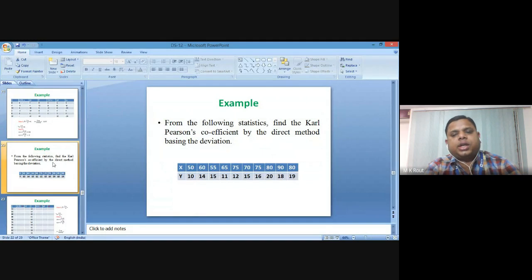Here is the problem. From the following statistics, find the Karl Pearson coefficient by the direct method, using deviation. We have the x variable: 50, 60, 55, 65, 75, 70, 75, 80, 90, 80. And for the y variable: 10, 14, 15, 11, 12, 15, 16, 20, 18, and 19. By using the same formula, just calculate.